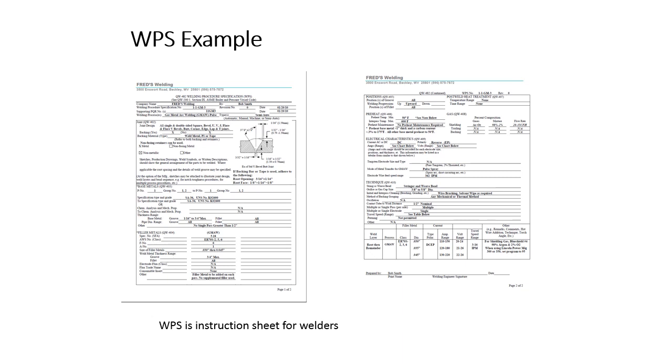A WPS is an instruction sheet for welders. Basically, it is the recipe. How to make cookies, how to make bread, how to make lentils, how to make soup. It is the recipe that the welder, who is the cook in this instance, uses to make it. He follows these instructions to the letter of the law. The information on how to write a WPS is also contained in Article 2.